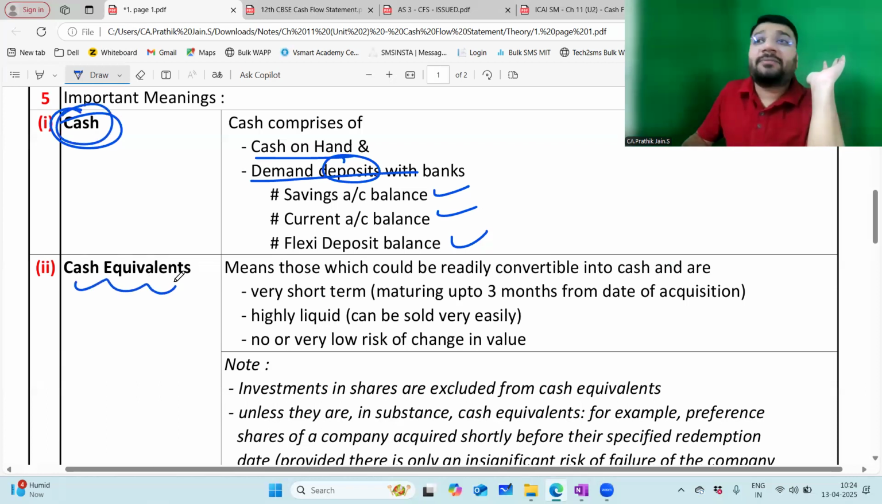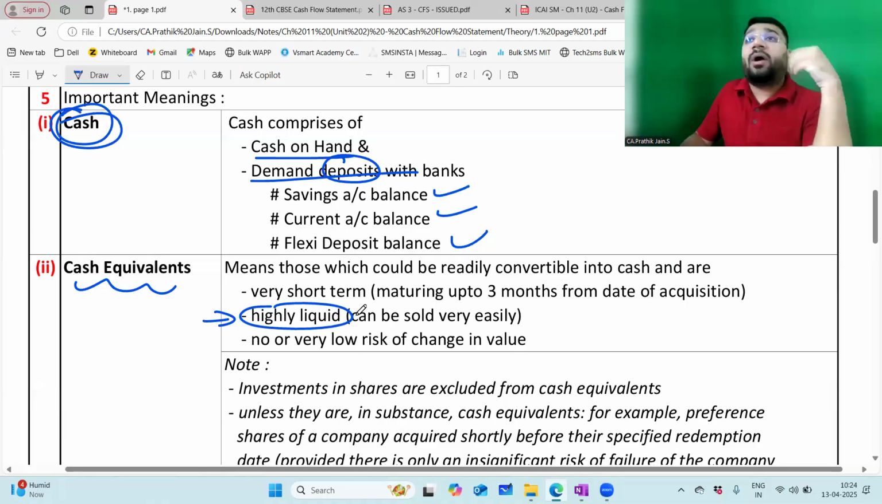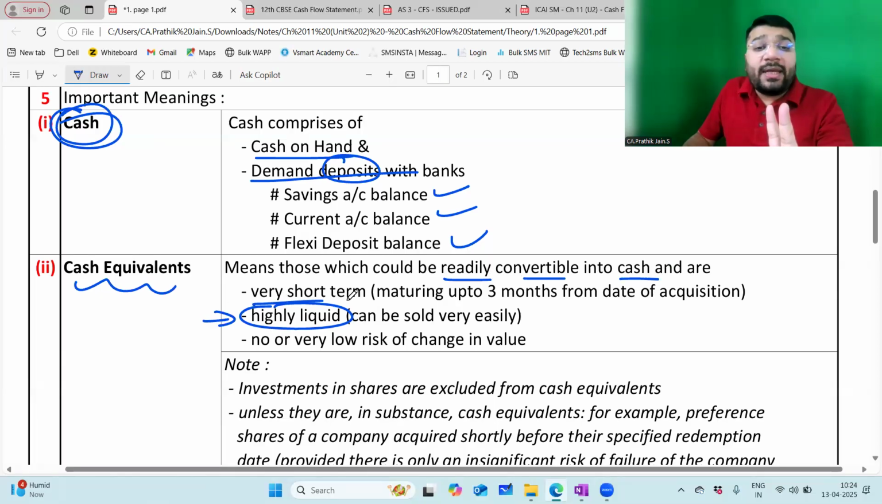What is cash equivalent? Something which is not cash but equivalent to cash. And for that to become equivalent, three conditions need to be satisfied. First condition, it should be highly liquid. It should be readily convertible into cash, very easily. Second, it should have a very short-term maturity. Whenever I invest that money, I should get the money back within a span of 3 months. Up to 3 months should be the maturity period.